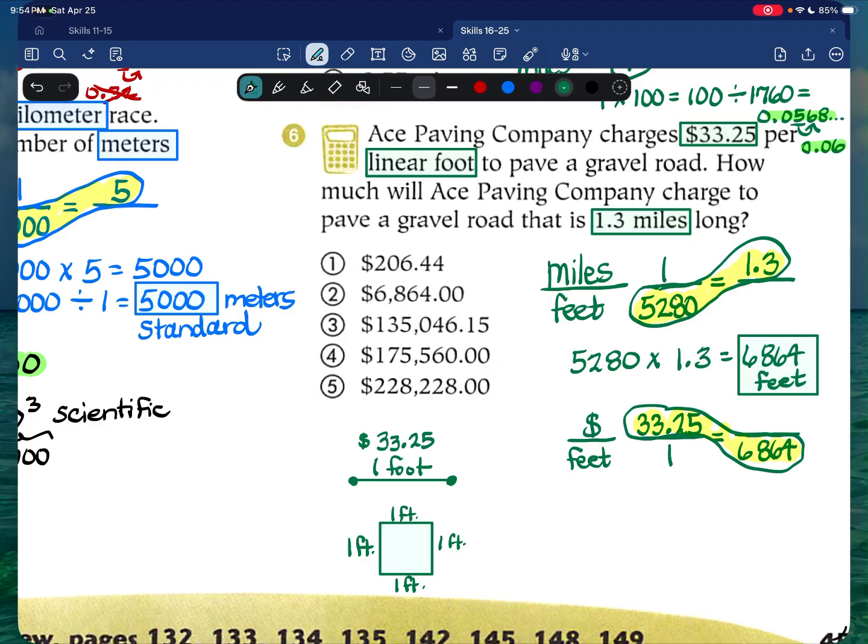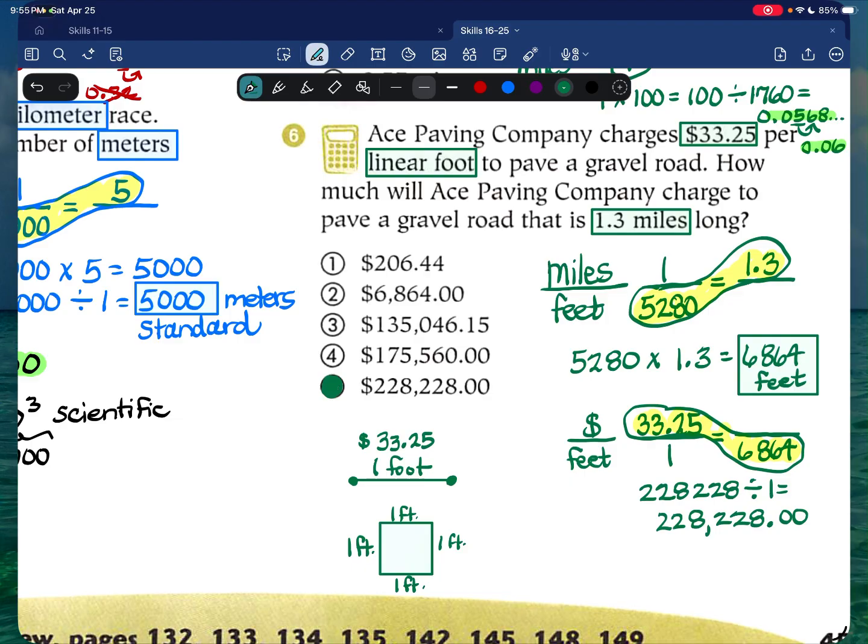33.25 times 6,864 is 228, and then more digits. Divide by 1. That's not going to change anything. This is a lot of money. But you know that it should be. Paving a road is very expensive. Options 1 and 2 are nowhere near enough. It would be option 5.